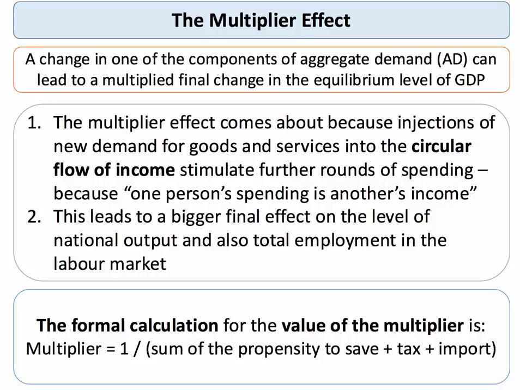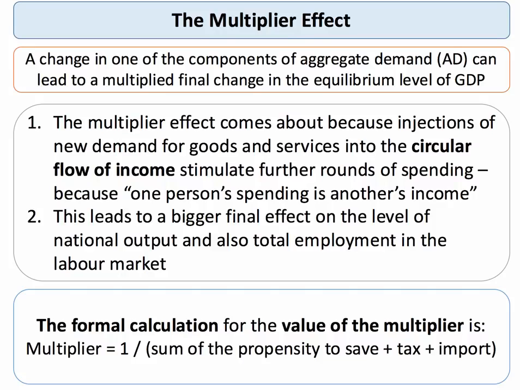Now that word propensity means if I give you another £100 of income, what is your propensity to spend? Well, let's say you spend £80 of it. That means your propensity to save at the margin is 20% or 0.2.